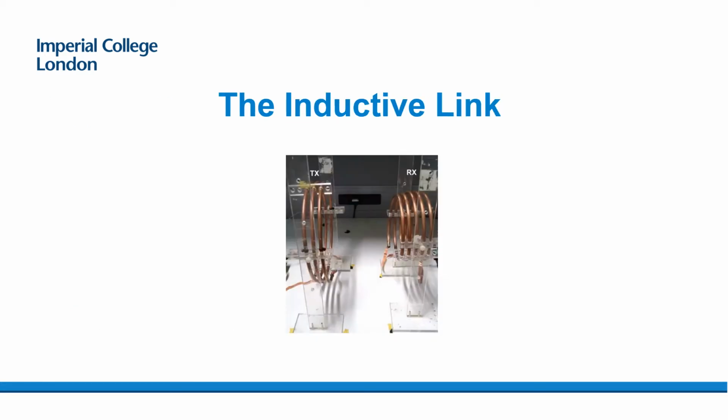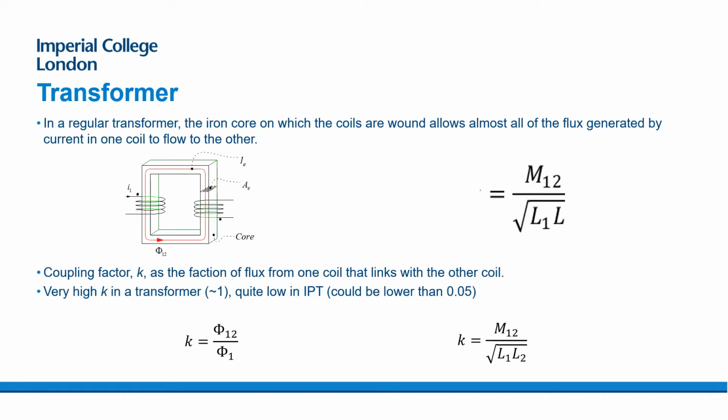So let's talk for a moment about the inductive link itself. What you see here on this slide actually is the first system that we built at Imperial, and that was back in about 2012. And air cored coils, as you can see, they're actually made from copper plumbing pipe. We then built an inverter to go on the transmit side and a rectifier to go on the receive side, and we built our first high frequency wireless power transfer system.